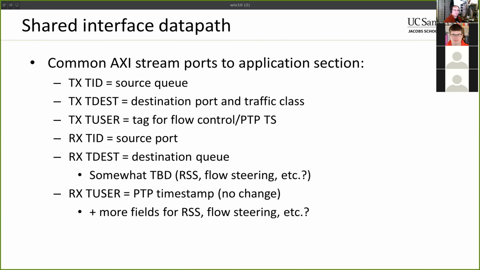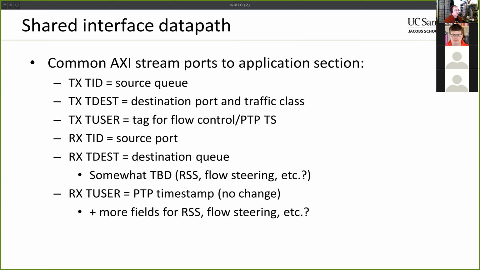So we may need to do a little bit of additional work if the application logic wants to duplicate or drop a transmit packet. We may need to potentially modify the contents of some of these fields and potentially inform the transmit path that a packet is being dropped, so that it can release the flow control credits and whatnot properly. Right, and then in the RX direction, we have a similar setup. The RX TID is going to carry the source port information, and this will be included in the transmit descriptor, or in the receive completion rather.